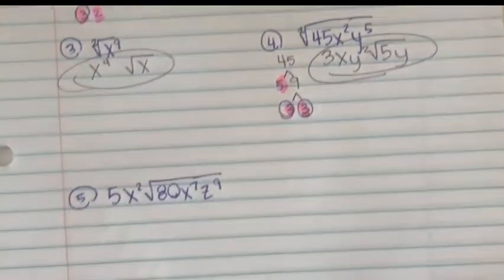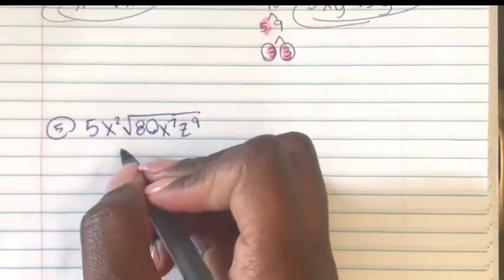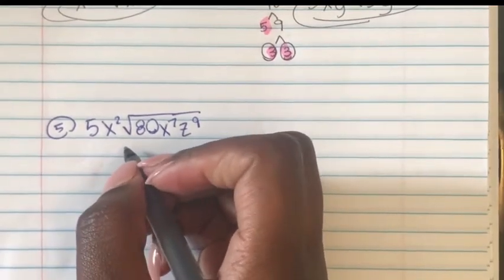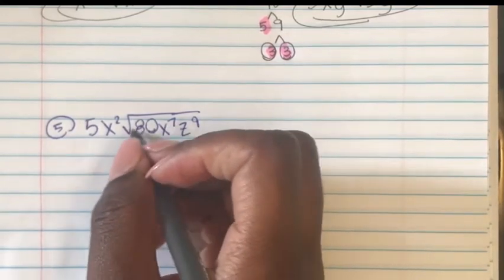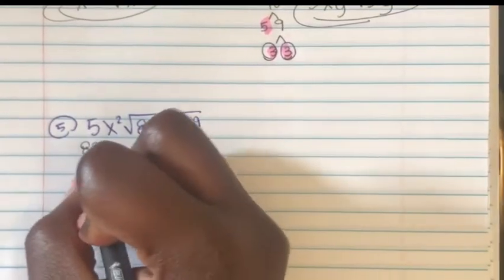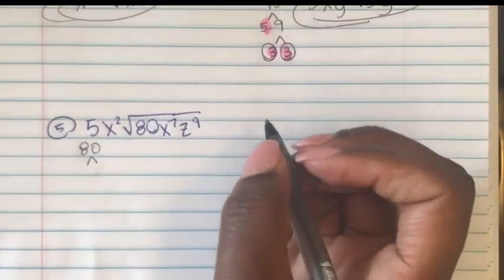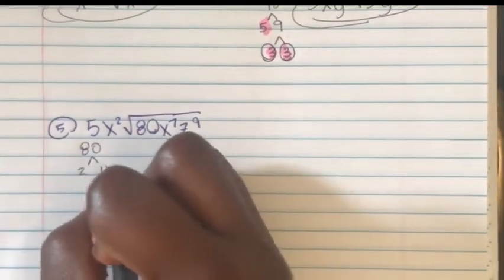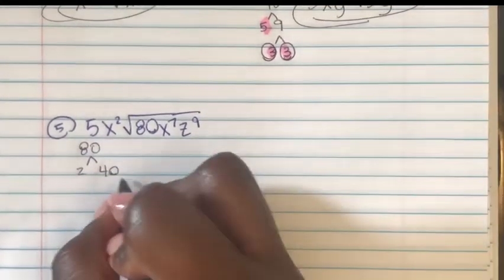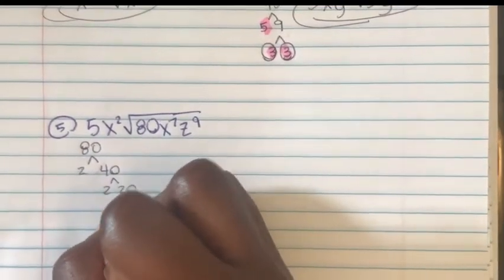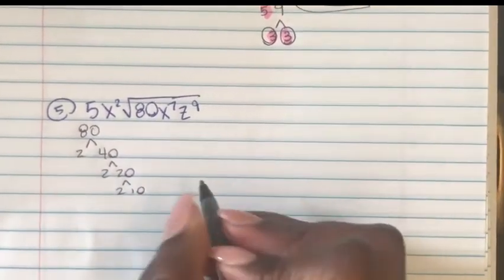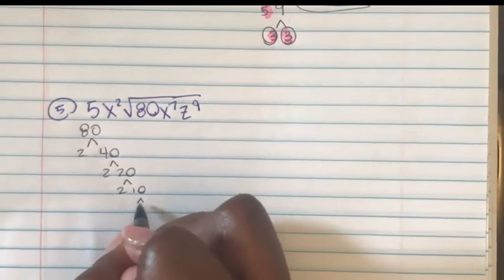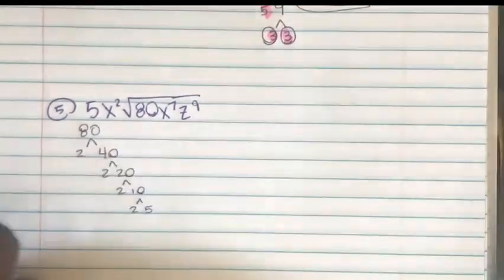All right, last. Now we're going to do number 5. This is like the finale problem. Okay, it looks a little crazy, but I'm going to start it the same way. I'm going to break down the constant under the radical using a factor tree. Let's do 2 times 40. All right, now I'm going to break down 40 to 2 times 20. Going to break down 20 to 2 times 10. Breaking down the 10 to 2 times 5. And now we've got all of our prime factors.